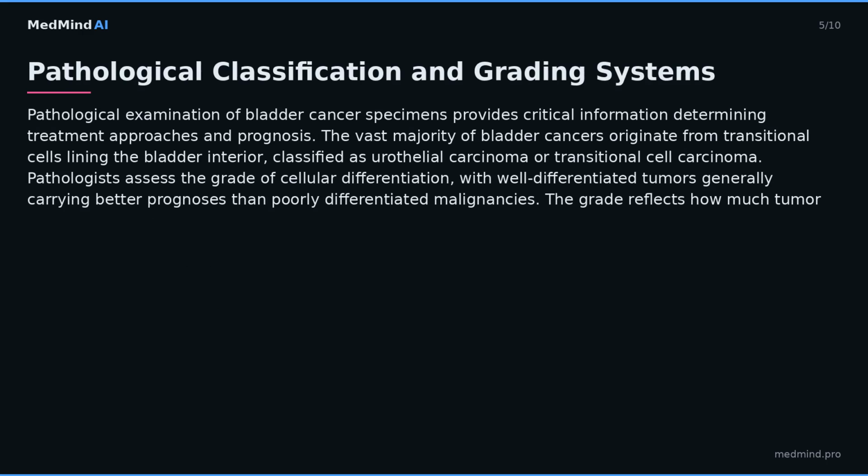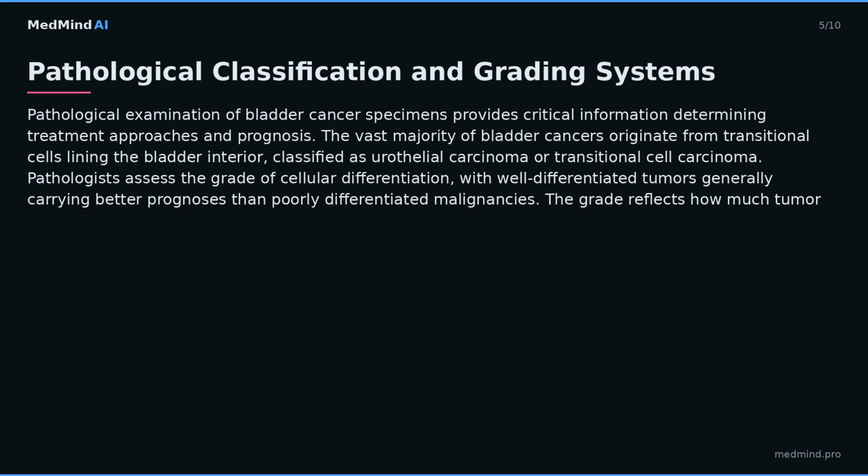Pathological classification and grading systems. Pathological examination of bladder cancer specimens provides critical information determining treatment approaches and prognosis. The vast majority of bladder cancers originate from transitional cells lining the bladder interior, classified as urothelial carcinoma or transitional cell carcinoma.